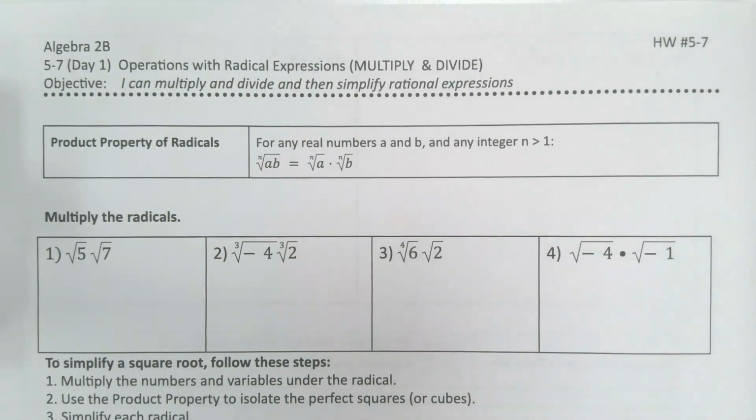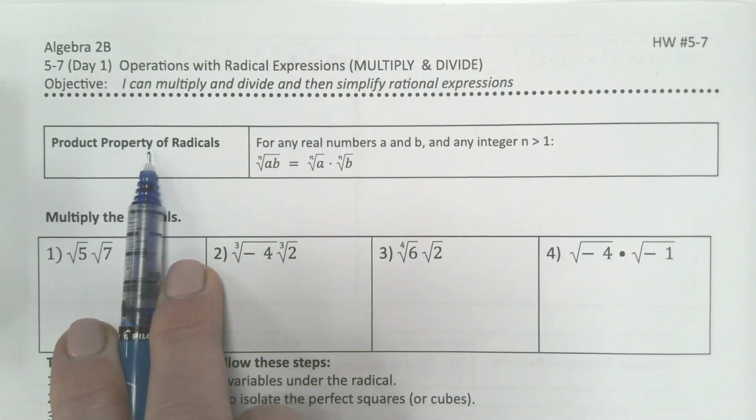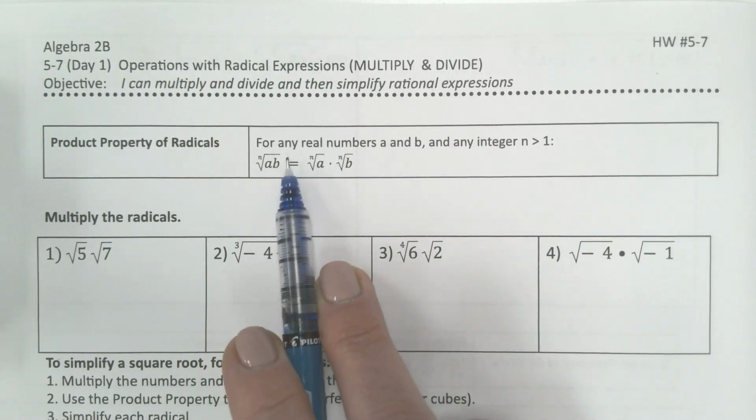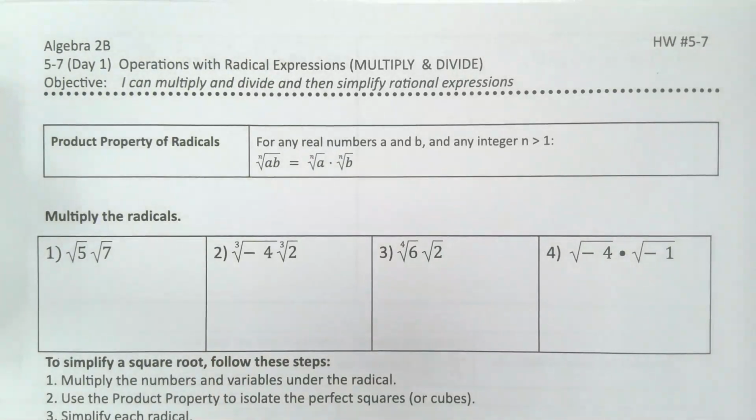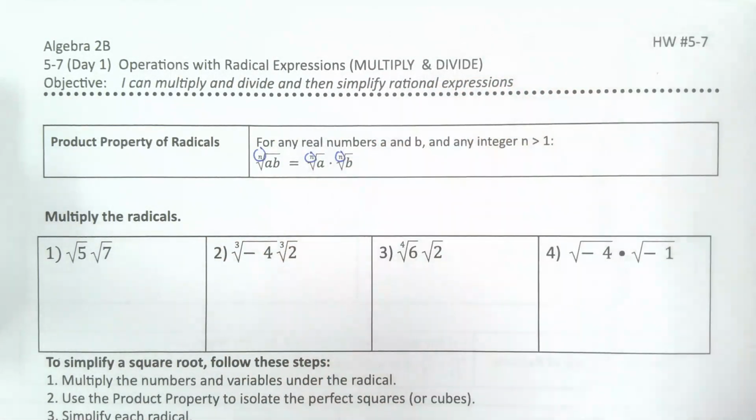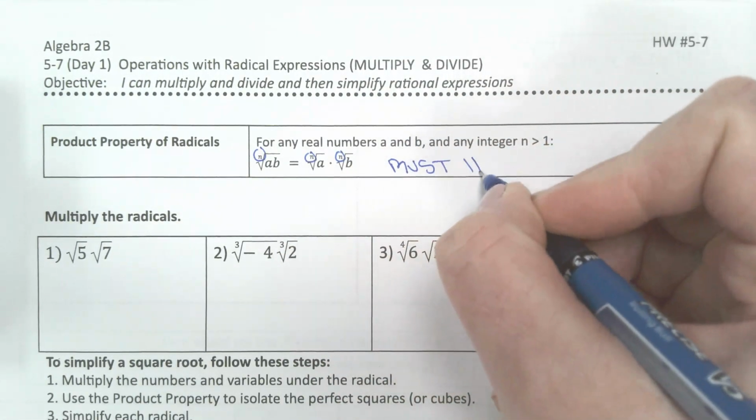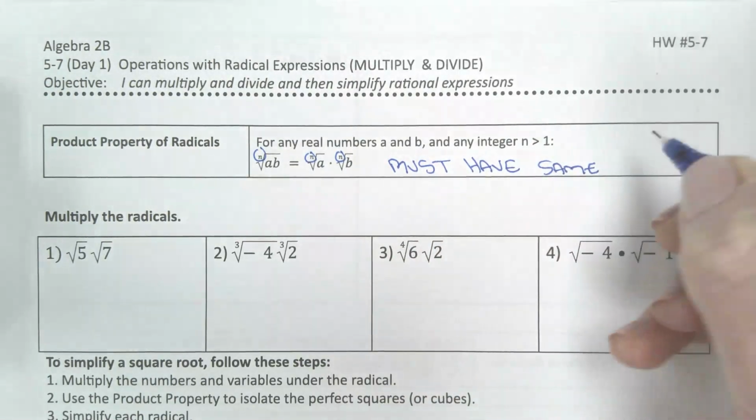Hey Algebra 2, today we are going to show you how to multiply and divide radicals. So here we go. Here is a property of radicals. It says for any number a and b that they could be multiplied together under the same radical, or you can separate them. What is important here, you noticed all those are n's, they have to have the same index. Must have same index.